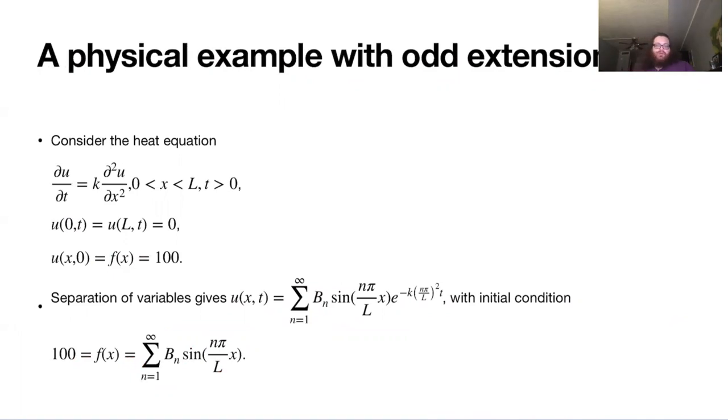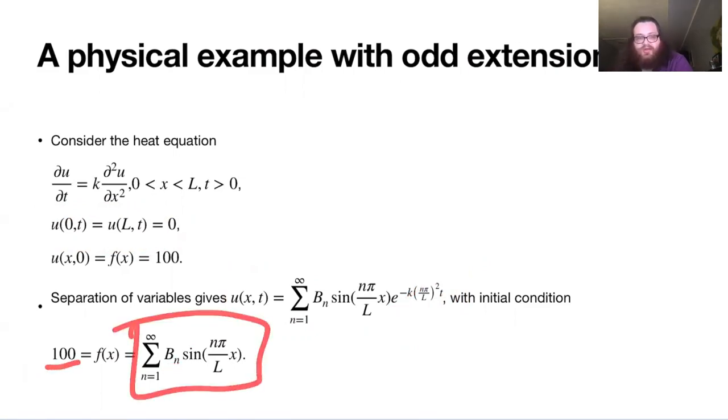Okay, and so the question is, how might this stuff arise? One way this question can arise quite naturally is if you consider the heat equation with 0 boundary condition and initial condition equal to 100. Going through separation of variables, our solutions we expect to look like this. And so for this to satisfy the initial condition, plug in t equal to 0 so that this exponential becomes 1. And so you want to find coefficients b such that 100 is equal to this series representation.